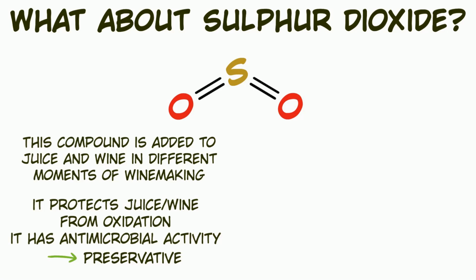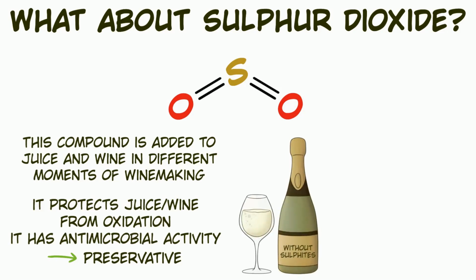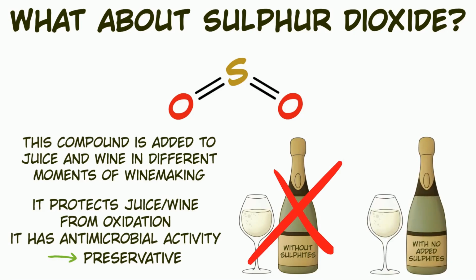During their metabolism, yeasts are able to produce small quantities of sulfur dioxide, and this is the reason why it is impossible to produce a wine completely free of sulfur dioxide. For the same reason, when looking for wines, you will never find on the label the sentence "without sulfites," but rather "with no added sulfites."